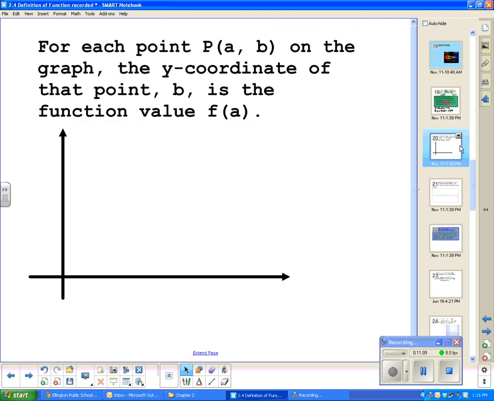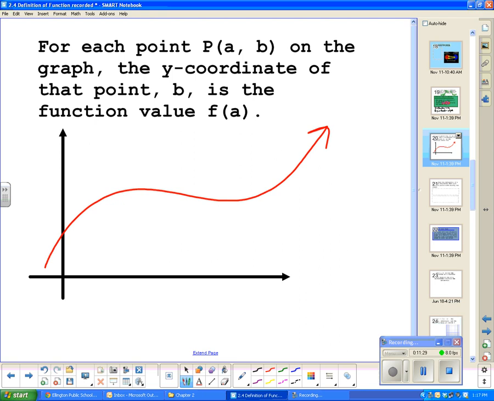And what that says is for each point A, B on the graph, the y coordinate of the point B is the function value of A. Huh? Well, you pause the video for a second, write that down, unpause it, and come back, and I'm going to draw a picture to demonstrate. If I have the graph of some function, and on this function, I have the point P, whose coordinates are A and B. Well, from here, that means that this x coordinate is A, and the y coordinate of that point is B.